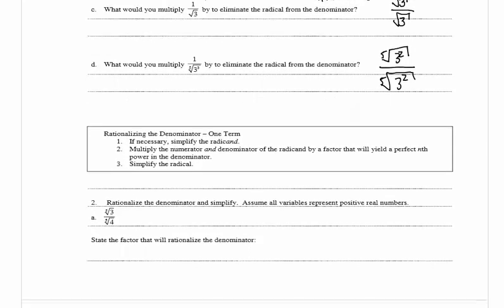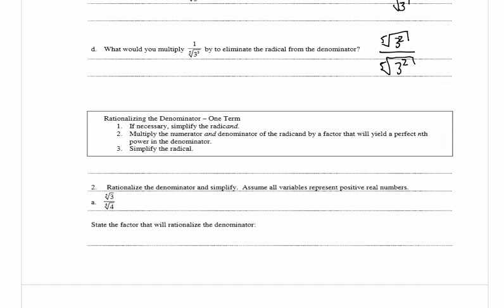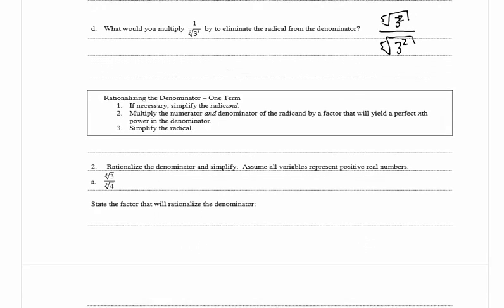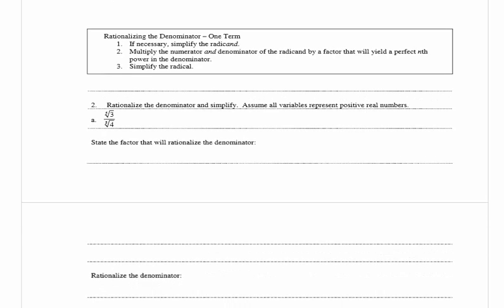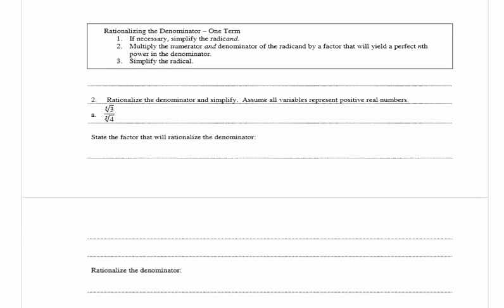And now they tell us the rules for rationalizing the denominator with one term, and we'll look at some examples. So in 2, it asks us to rationalize the denominator and simplify. Assume all variables represent positive real numbers. So the first thing they want us to do in A, we have the fifth root of 3 divided by the fifth root of 4, and it wants us to state the factor that will rationalize the denominator.